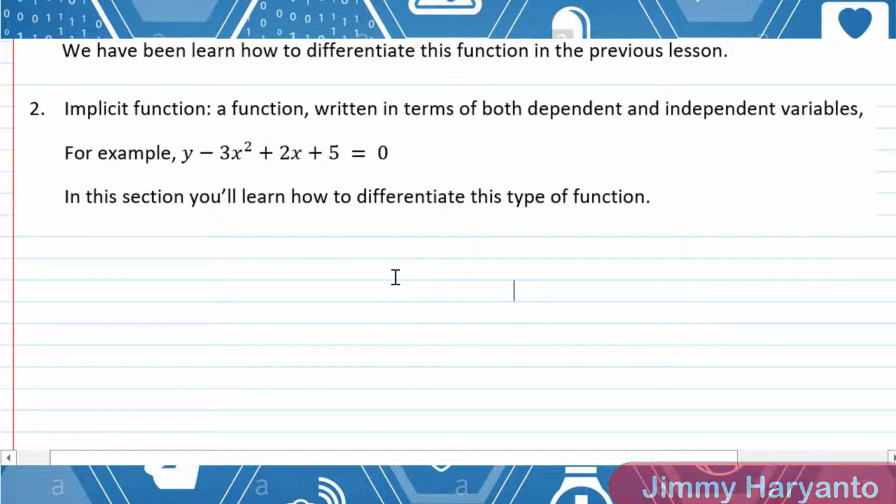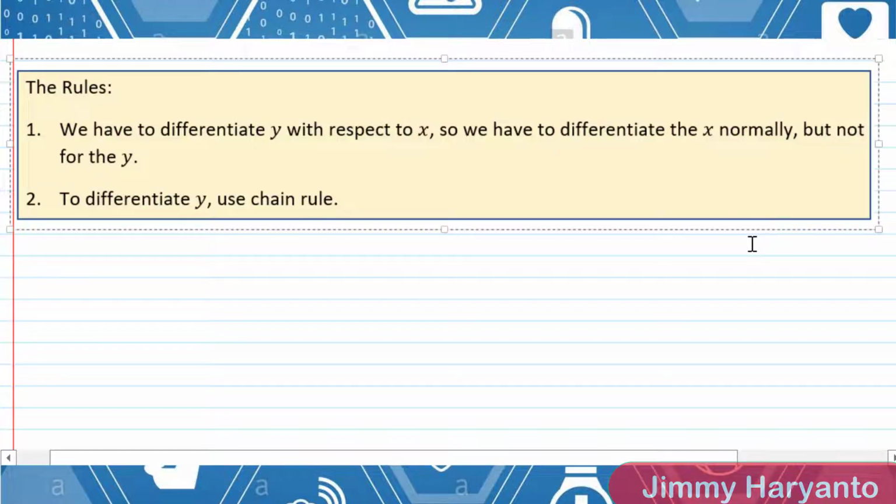Next is number 2. Implicit function is a function written in terms of both dependent and independent variables. Jadi cara nulisnya itu x sama y digabungin guys. For example, y minus 3x squared plus 2x plus 5 equals to 0. So in this section you will learn how to differentiate this type of function.